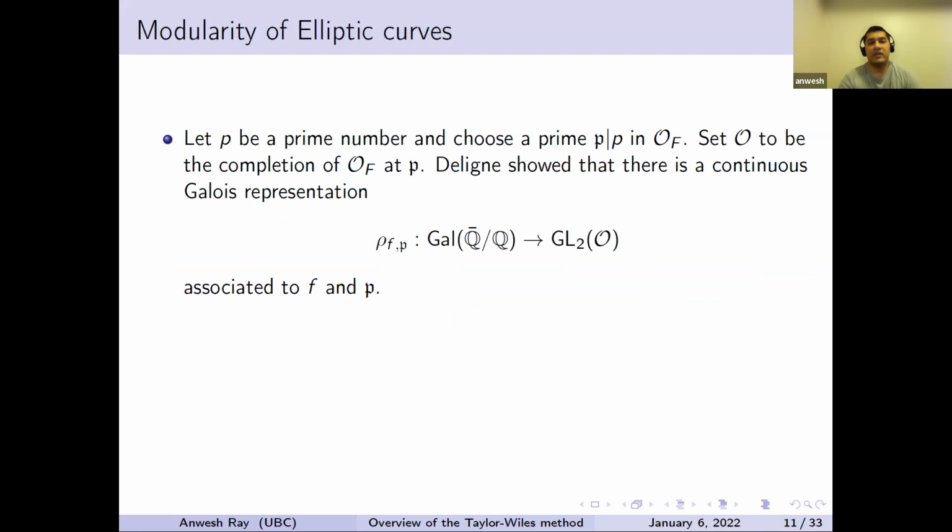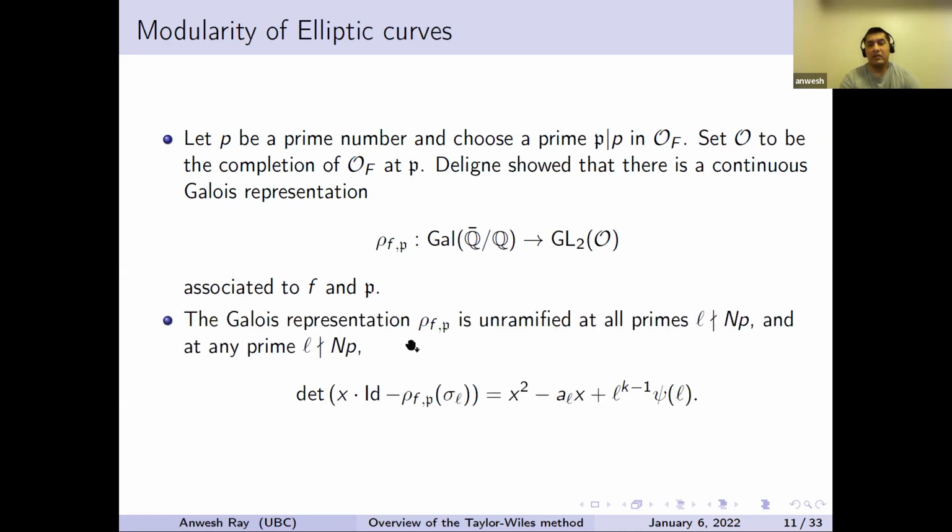So let's take this number field F. Let's choose a prime P, and let's also fix a prime frak P above P inside the ring of integers. Then we take the completion of O sub F at frak P, and let's call that O. Now, Deligne's construction, which involves some knowledge of etale cohomology, gives us a two-dimensional representation associated to F and the choice frak P. It gives us a representation from the absolute Galois group to GL2 of O, associated to F and frak P. Later I'll explain how this works out in the case when the weight is equal to 2.